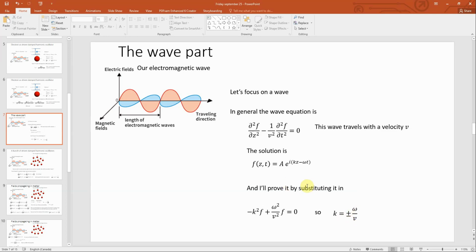Okay, so if you have k equals plus omega over v, then what you get is a wave that propagates to the right, and minus omega over v gives you a wave that propagates to the left. Okay, so that is how we get the solution to the homogeneous wave equation.